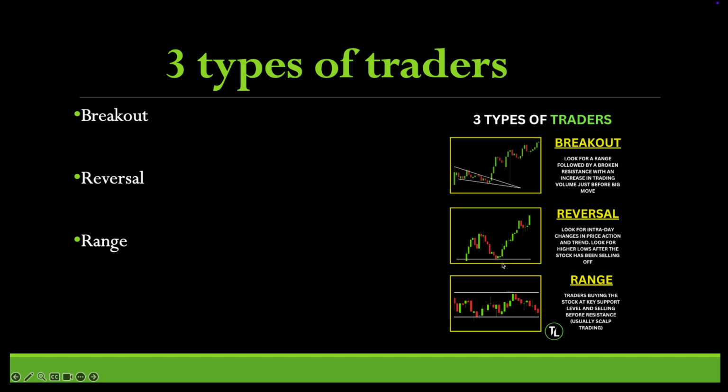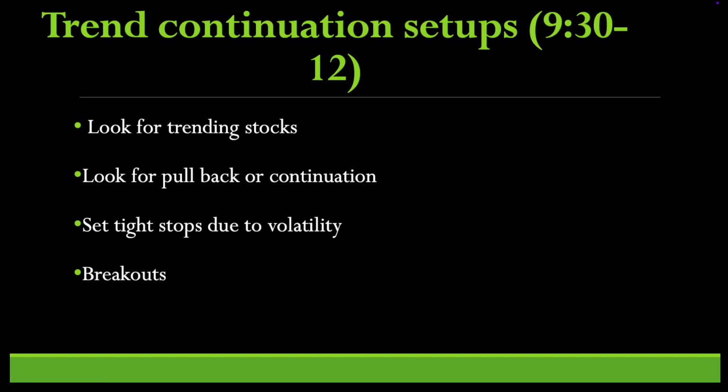A reversal trader would enter on the spot within the pattern. So they'll enter off this basis here. And then a range trader would wait. They'll essentially buy on the support and resistance. So if the play is bouncing up and down between support and resistance, they'll buy at support, sell at resistance, buy at support, sell at resistance. So these are the 3 different types of traders you have in the market.